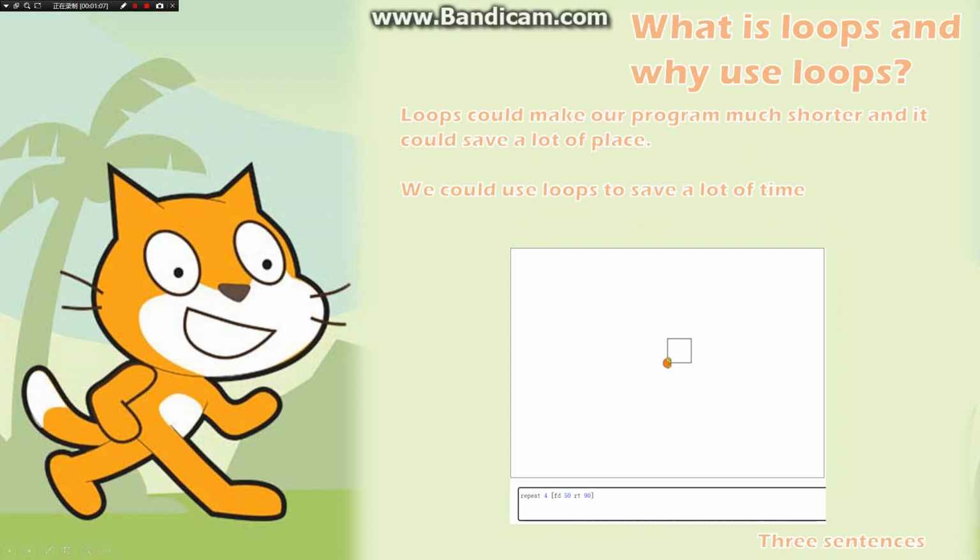If we use loops, it could make our program much shorter. As you can see, in this program, we only use 3 sentences to draw the same square in Logo. So it could save a lot of space for us, right? And for a programmer, it is very important to write the programs and the commands as quickly as we can. So we could use loops to save a lot of time.